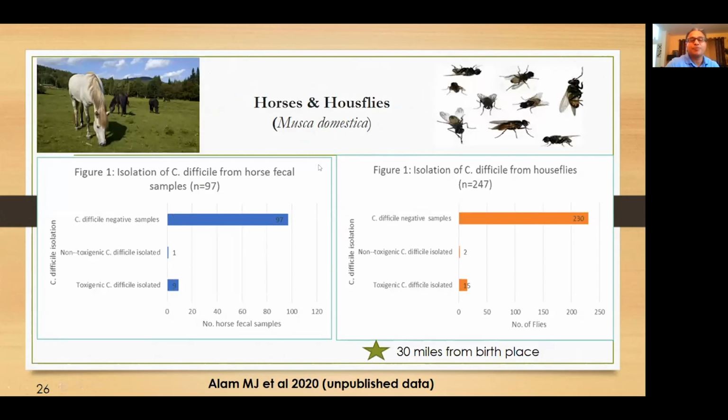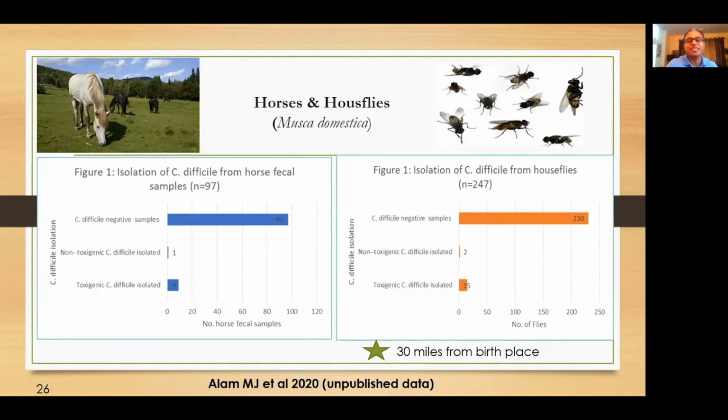Here is another preliminary study of a horse farm and house flies. In any animal farm, there are millions and millions of house flies, and these house flies can carry many different kinds of germs from animal feces. House flies can fly up to 30 miles from their birthplace, so they can carry any germs to other animals or food or water or vegetables. They are a dangerous vector, really a nasty vector of many different germs.